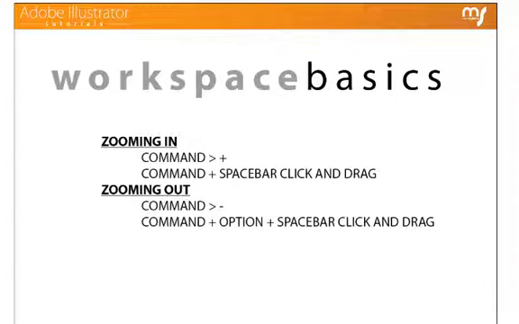zooms out. Now let's say I wanted to zoom into a very specific point on my document. This can be done easily by holding Command, Spacebar, and then I click and drag, and it automatically will find a specific spot within my document.